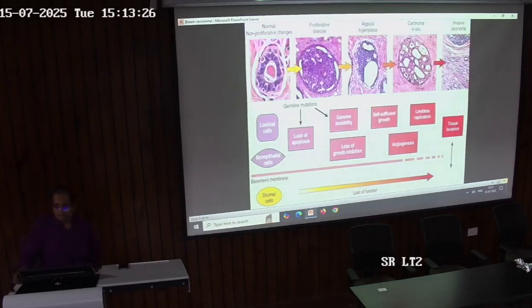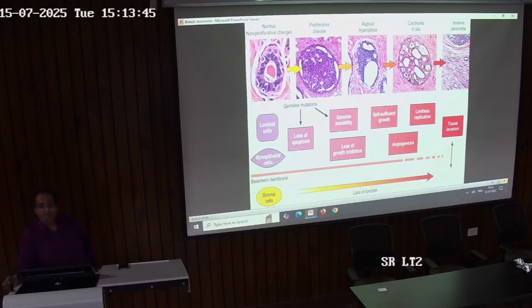This is a different type of breast carcinoma. You can see, first and foremost normal, if anybody remembers the pathology book. In the normal is the non-proliferative phase. When it changes to proliferative disease, then atypical hyperplasia. Atypical always leads to malignant transformation.